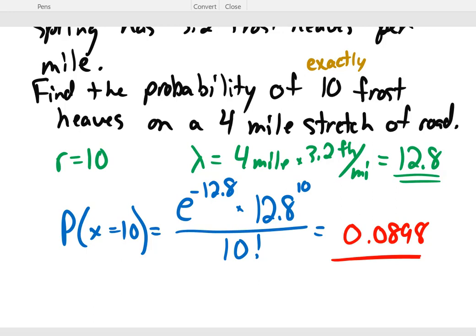So that is the Poisson distribution. Again, that's not in the book, but we covered a little bit in some of the homework.